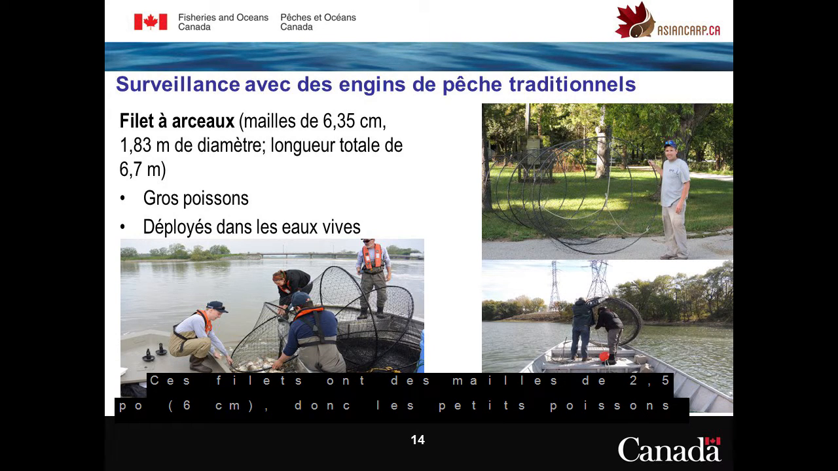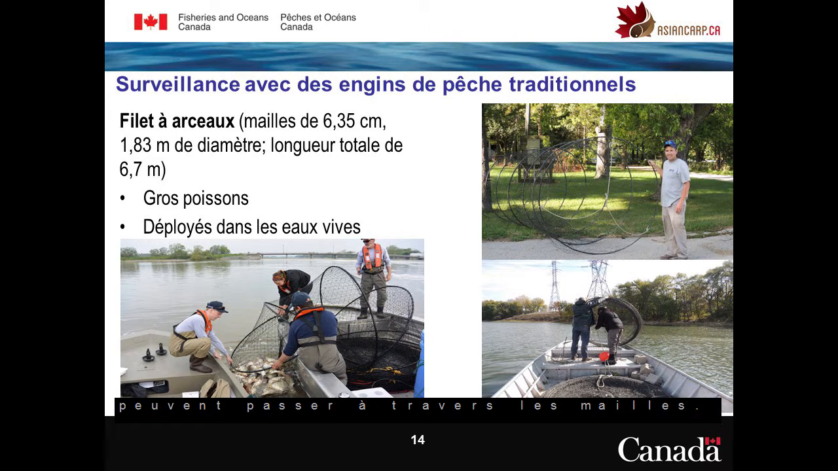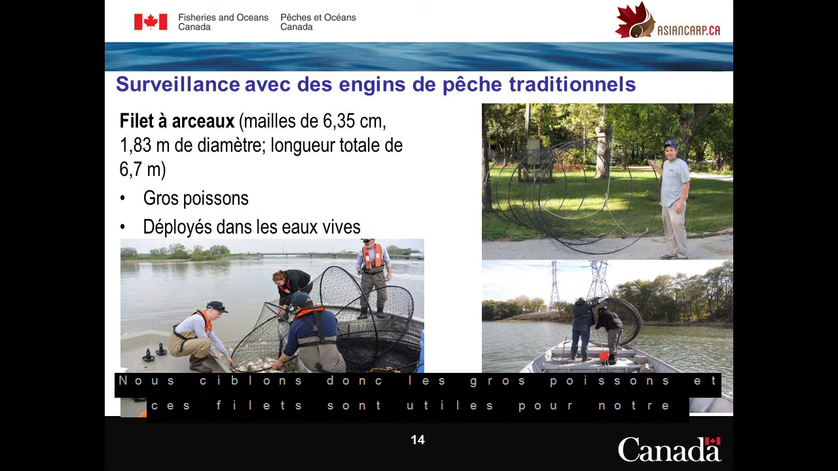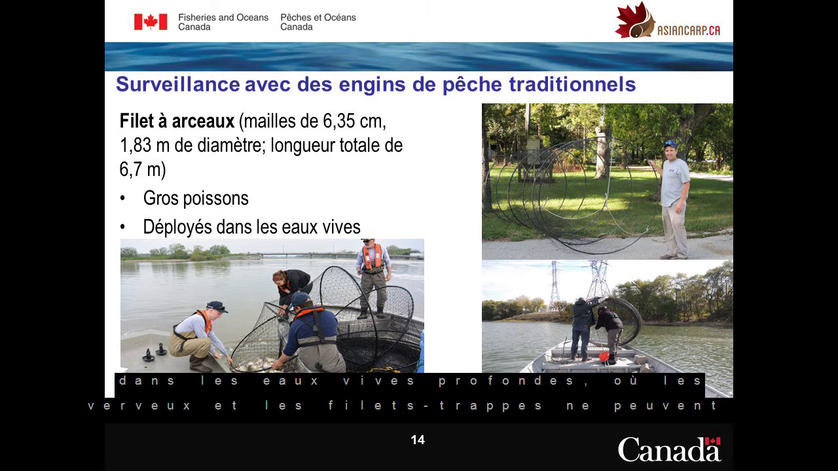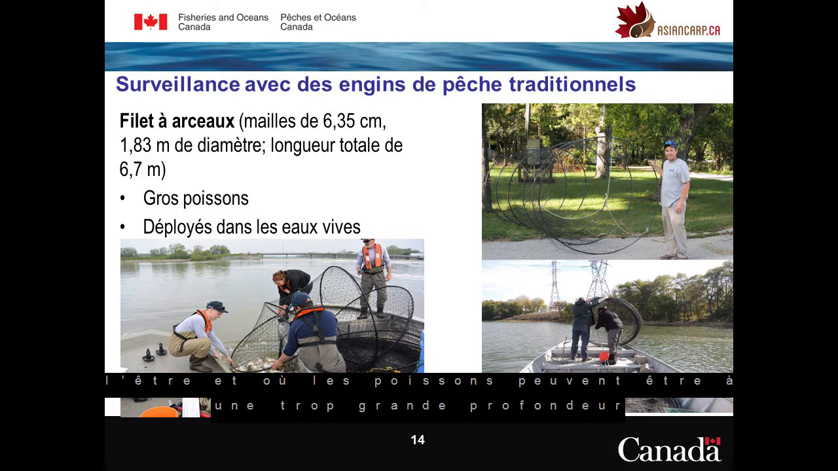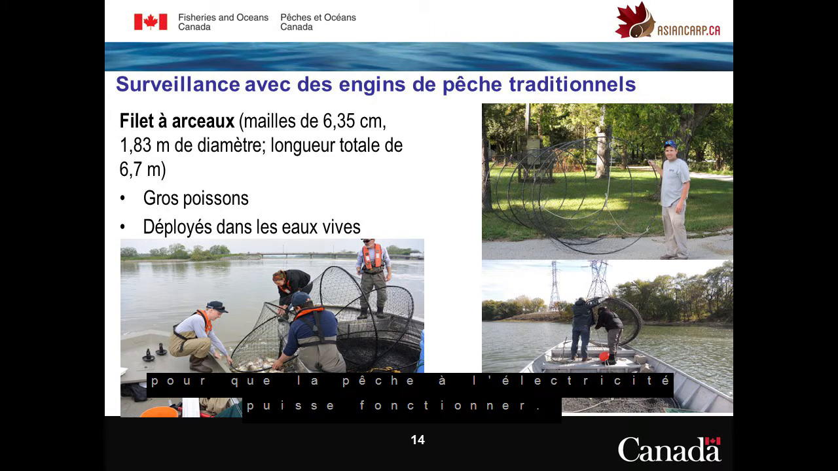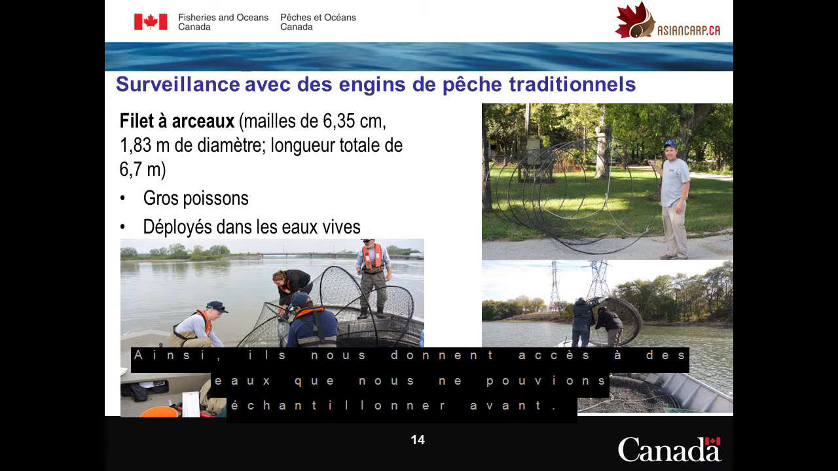These nets have a 2.5-inch bar mesh, so small fishes can pass through it, so we're really targeting larger bodied fishes. And these nets are helpful for our sampling program because they're able to get down into the deep flowing waters where fyke and trap nets can't be successfully deployed, and where fishes may be too deep to effectively electrofish, so it gives us access to those waters we weren't able to sample before.